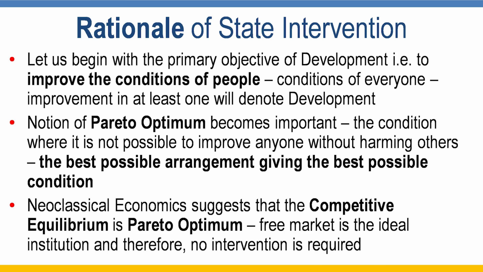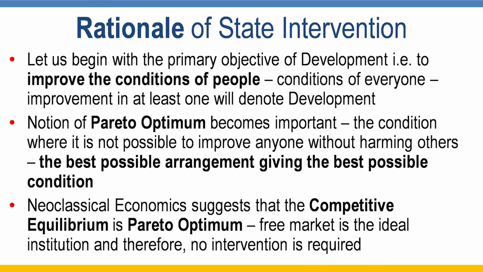So in a development exercise, attempts will be made to improve the condition of people in such a way that improvement in the condition of some people will not adversely affect the conditions of other people. So we will look for some sort of Pareto optimum, some sort of best possible arrangement for best possible condition.